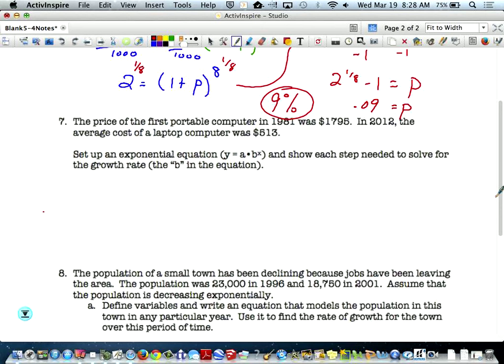So this is a growth rate problem. So it started at 1795, right? And where did it end up? At 513. Now, for it to go from 1795 to 513, what kind of growth rate did it have? A negative growth rate, right? Or a decaying effect? The price was coming down. So depreciation. So when you do your work, we should probably be thinking ahead, and let's call it 1 minus p, right? Something was causing it to go down. How many years is it from 1981 to 2012? 31.